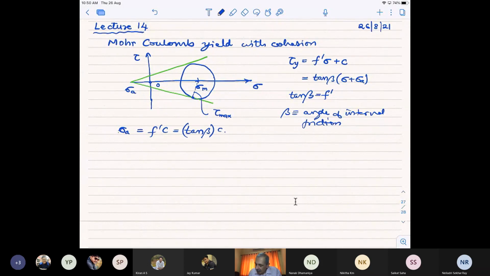And c is usually referred to as the, am I writing it the wrong way?